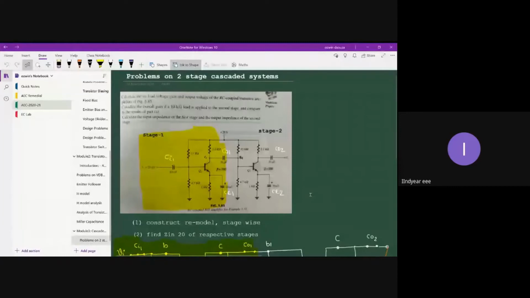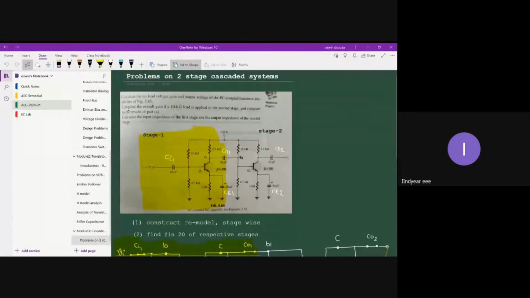So what is it we are supposed to find out from this particular problem? You have been asked to calculate the no load voltage gain and output voltage of the amplifier. Now, to find the output voltage, you should have the input voltage. Here you can clearly observe that the input voltage is given as 25 microvolt. So that's your first part.